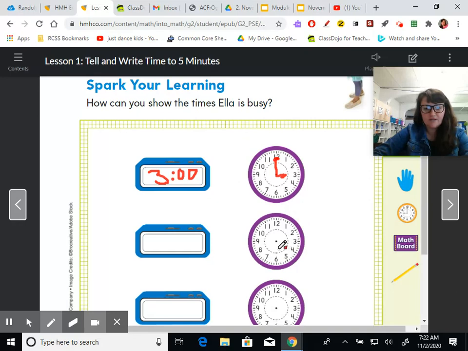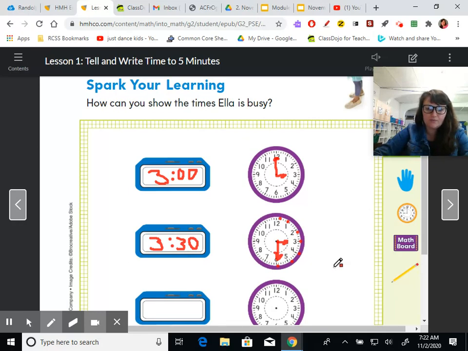All right. Then the next one was 3:30. So we're going to still have the little hand kind of pointing at the 3, and then 30 is the 6, because if you go 5, 10, 15, 20, 25, 30, right? You count by fives. So it's 3:30. Just like that.